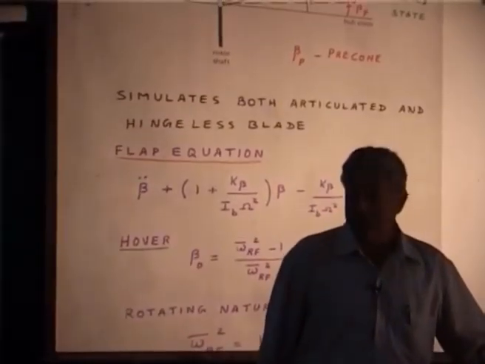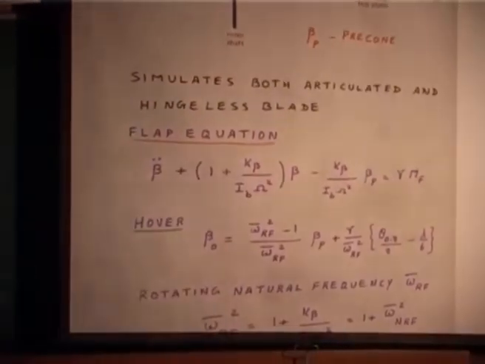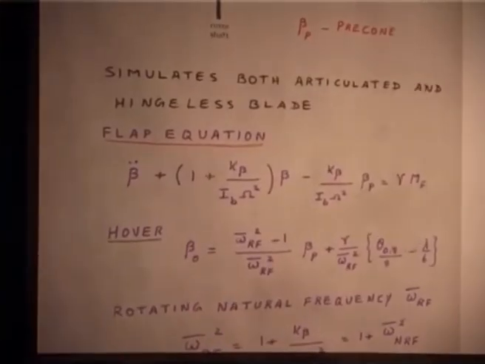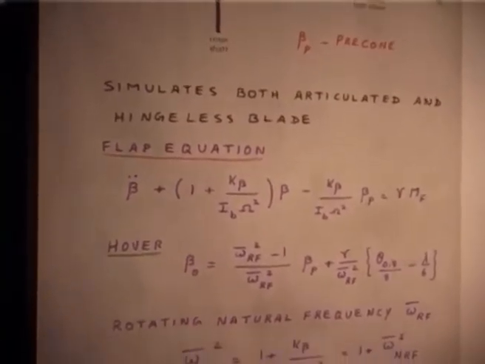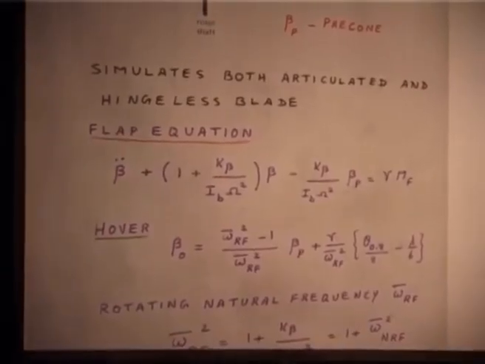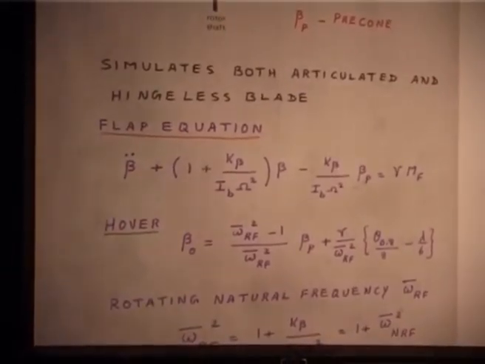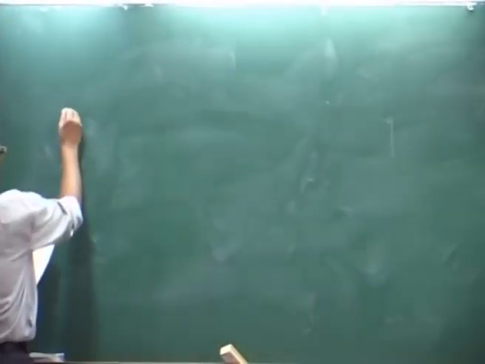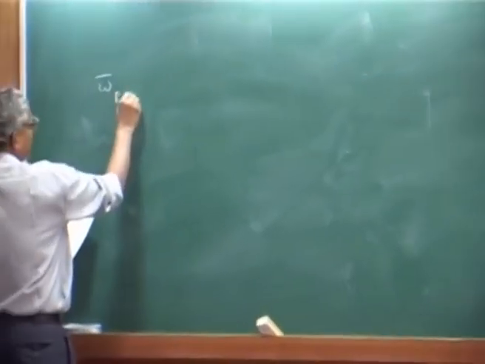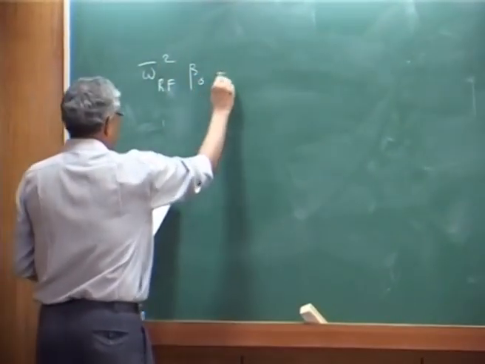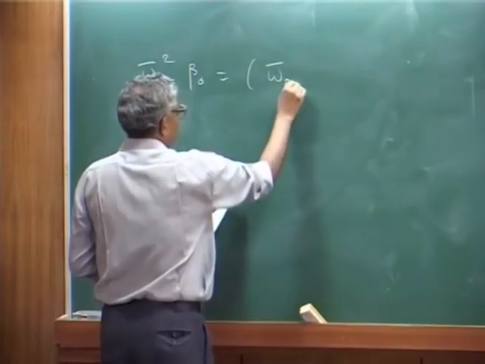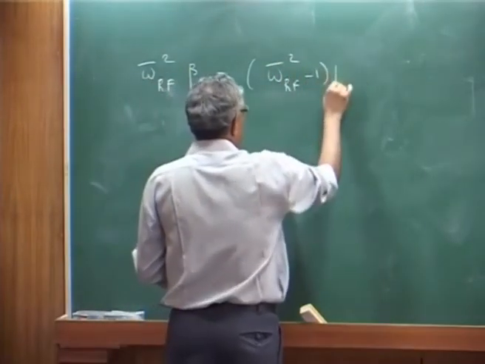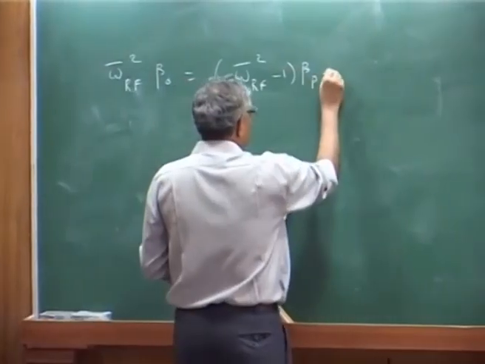Now, I have modified. Now, I have to get again beta equals beta_0 plus beta_1c plus beta_1s, all those things. I should solve for beta_0, beta_1c, beta_1s. Again I do the harmonic balance. Okay. Maybe I will write that part. This is omega bar RF square beta_0 equals minus 1 beta_p, this I will send you also, plus gamma.